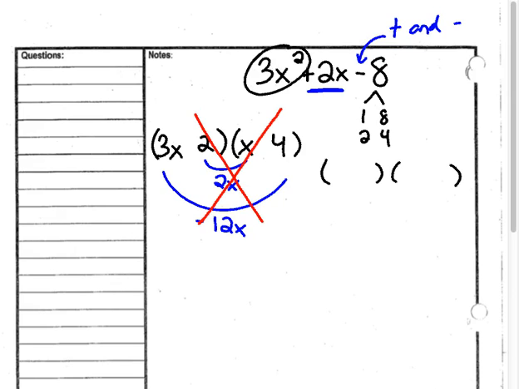Next step, let's reverse them. So let's try the 3x with the 4, and let's try the x with the 2. And let's see if that's going to help us. So let's make those connections.